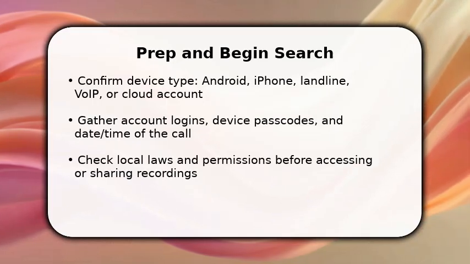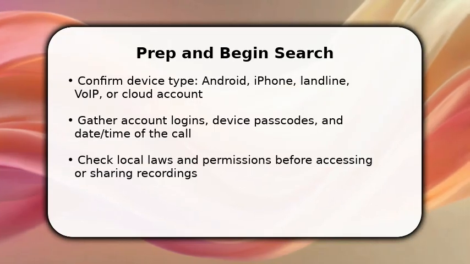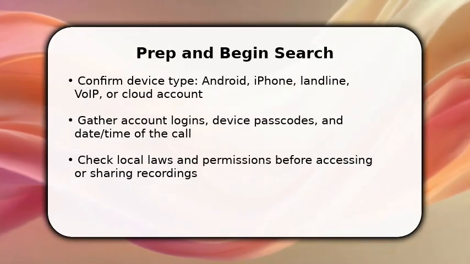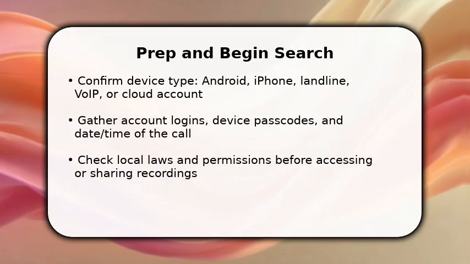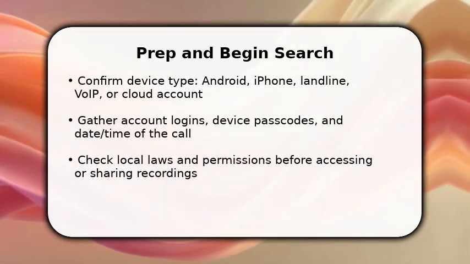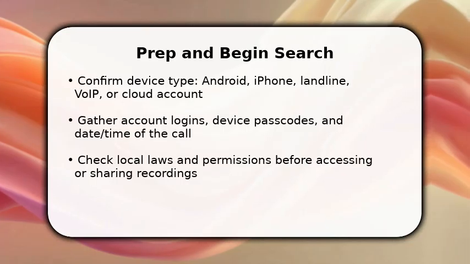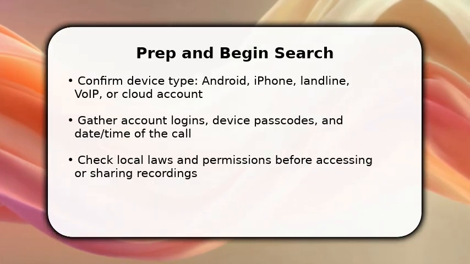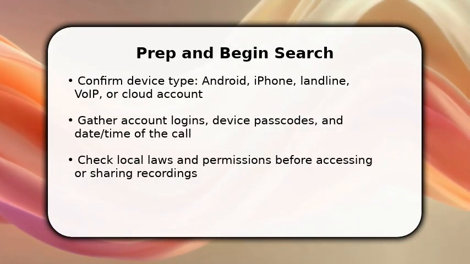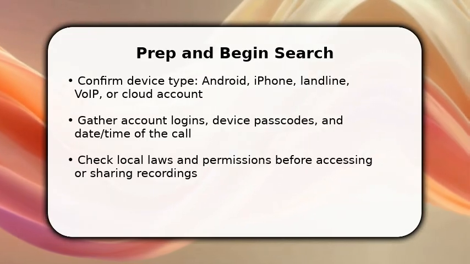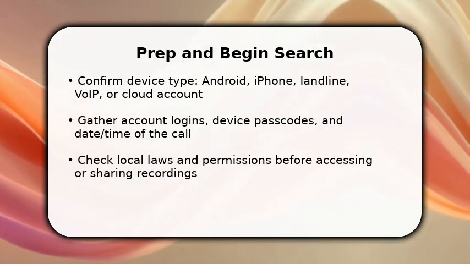You start by verifying exactly where the recording could live, on the phone, in a cloud backup, or with the service provider. Once you have logins and the call's date and time, you log into the most likely account first. Make sure to enable safe access, use a secure network and two-factor codes if prompted. You also document permission status so you don't violate rules.